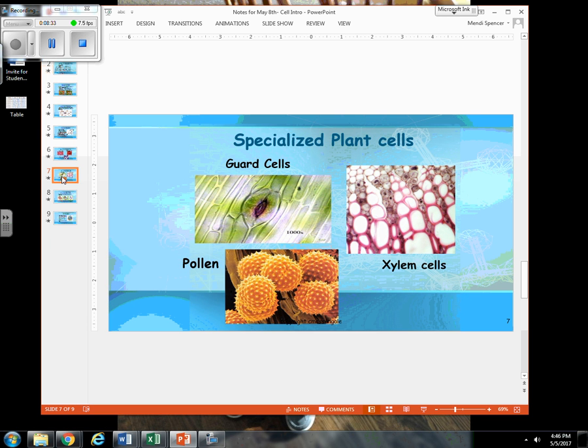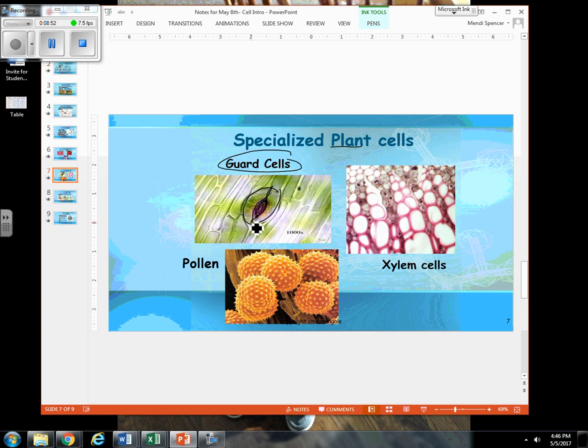We normally only think of specialized cells being found in animals. Any multicellular organism has them, including plants. So some differentiated plant cells, there's guard cells. So you're going to see the structure here. It looks kind of like a donut, and this structure is called a stomata.